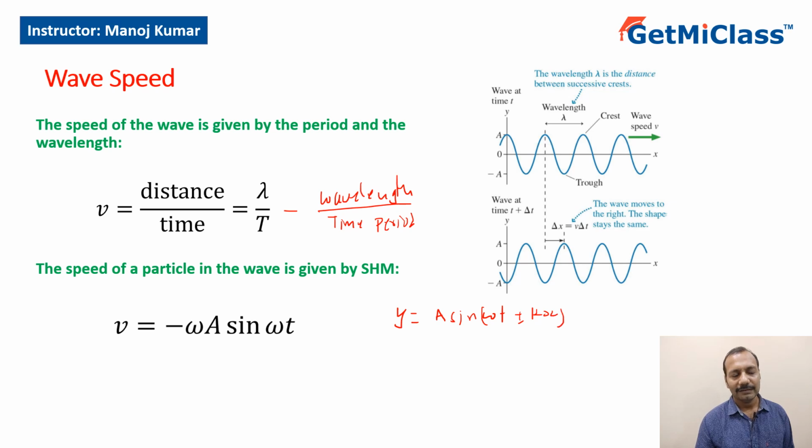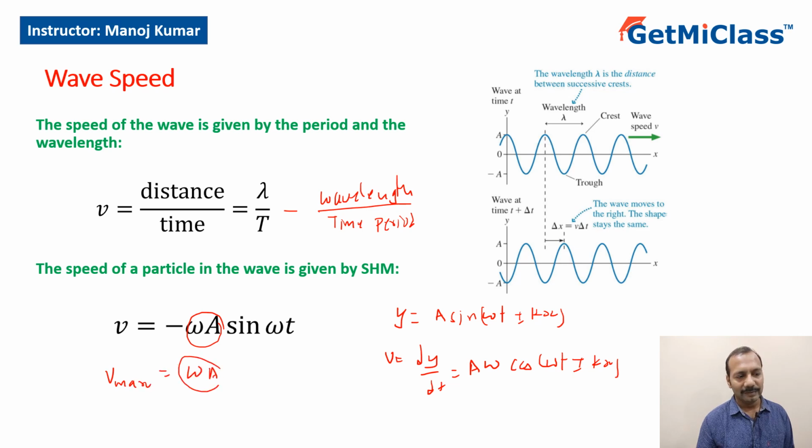Then velocity of the particle can be given by dy by dt. If I find dy by dt, I'll get a omega cos of omega t plus or minus kx. This is the velocity of the particle. Now this part a omega is the maximum velocity of the particle. So velocity of the particle depends on various parameters like the time. When it is at mean position, it has maximum velocity. When it is at extreme position, it has zero velocity, because it moves simple harmonically. So this maximum particle velocity is equal to omega into a, where omega is the angular frequency and a is the amplitude of the wave.